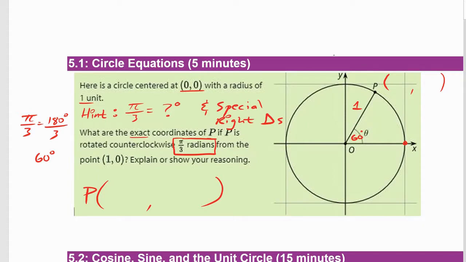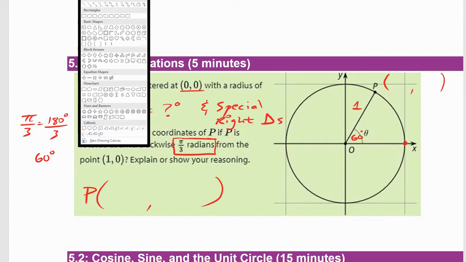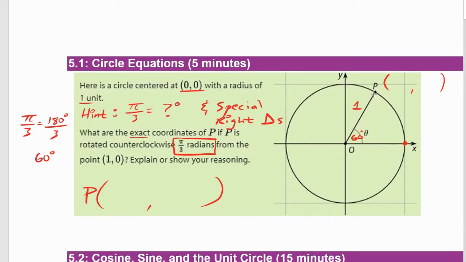Now, what kind of special right triangle has a 60-degree angle? And hopefully you've realized that the next part of my hint was actually drawing a special right triangle inside that circle.